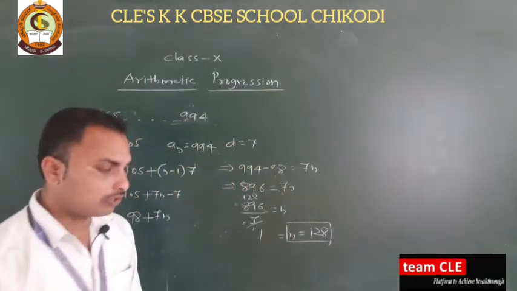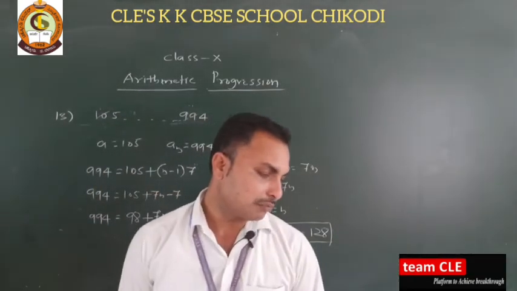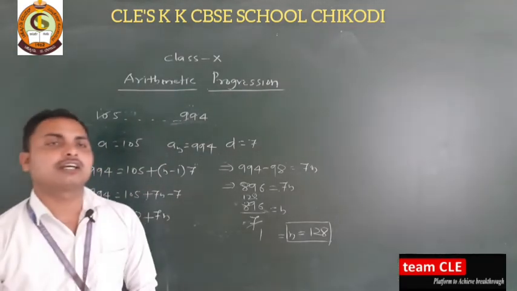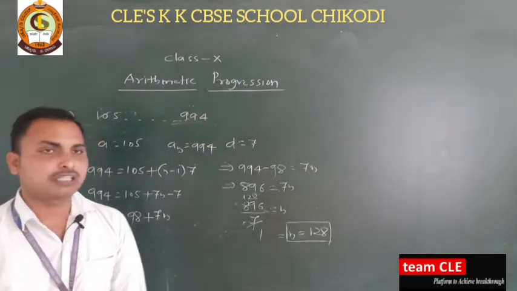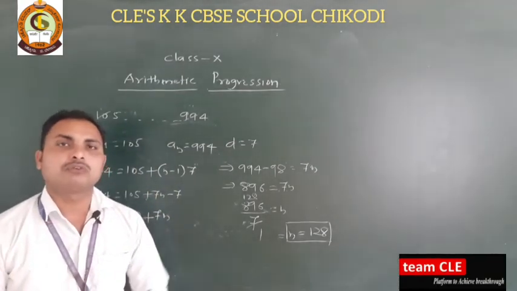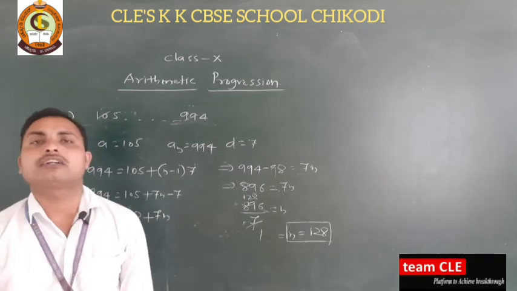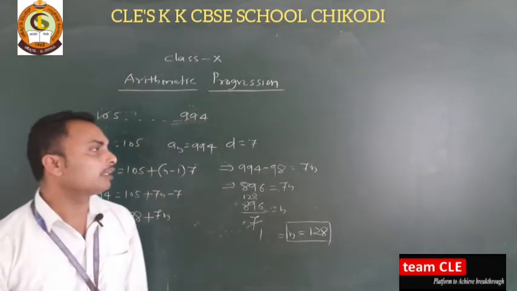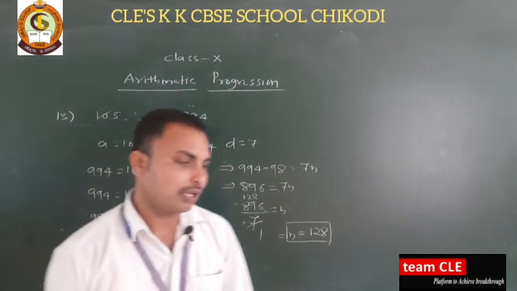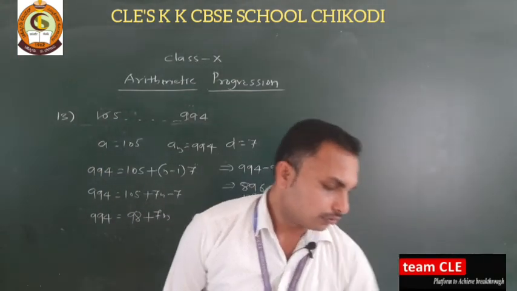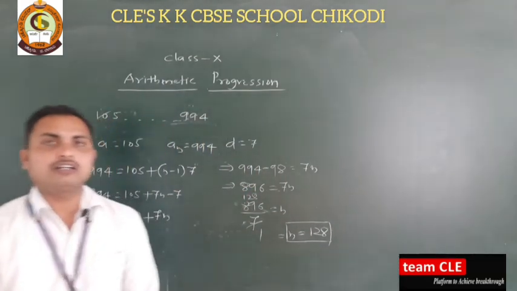So what does the question say? How many 3-digit numbers are divisible by 7? N is equal to 128, so we can say here 128 numbers are divisible by 7. From where? From 101 to 999. The first number will obviously be 105 and the last number is 994. I hope you understood very well. Some more examples are there, we will solve in the next class.